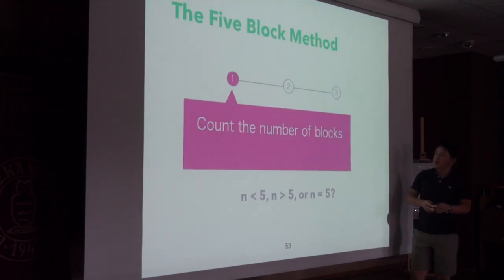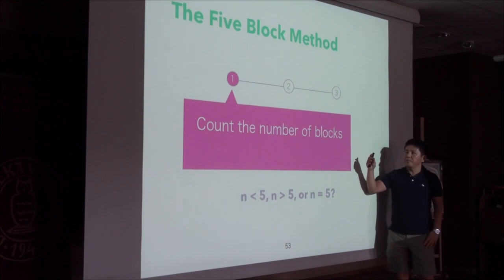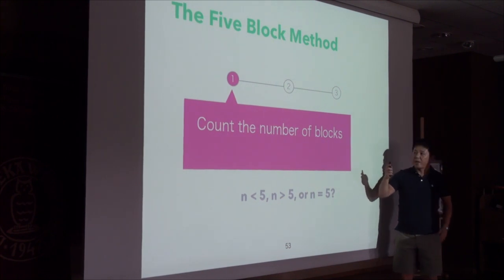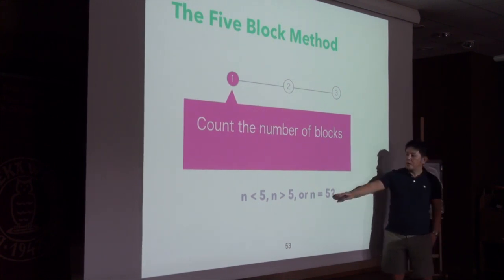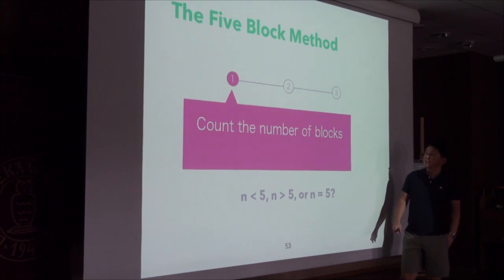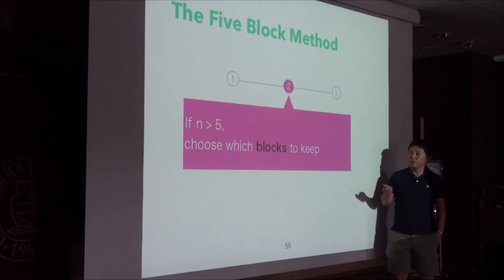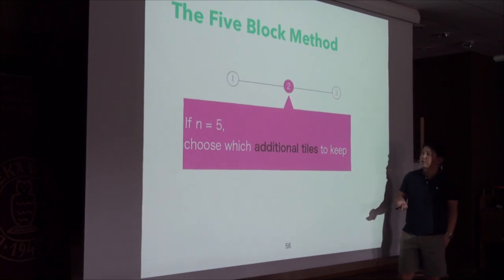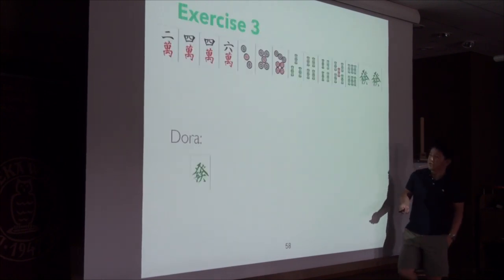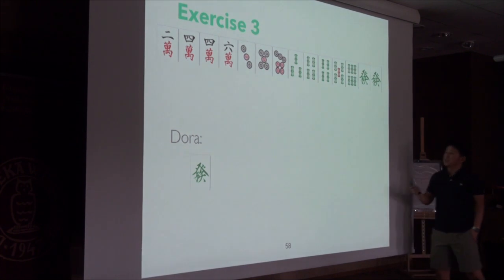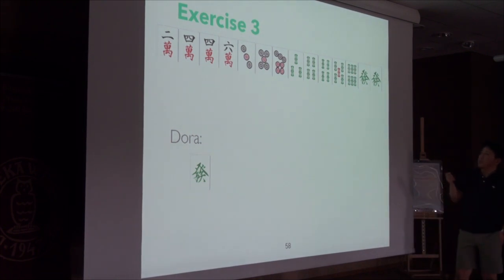right? So just to recap, step 1, count, divide, and count. If it's less than or greater than or equal to 5, then choose floating tiles, or choose blocks, or choose additional tiles, and then judge exceptional situations. Right, so let's do some more exercise. How many blocks are there, and what should we discard?